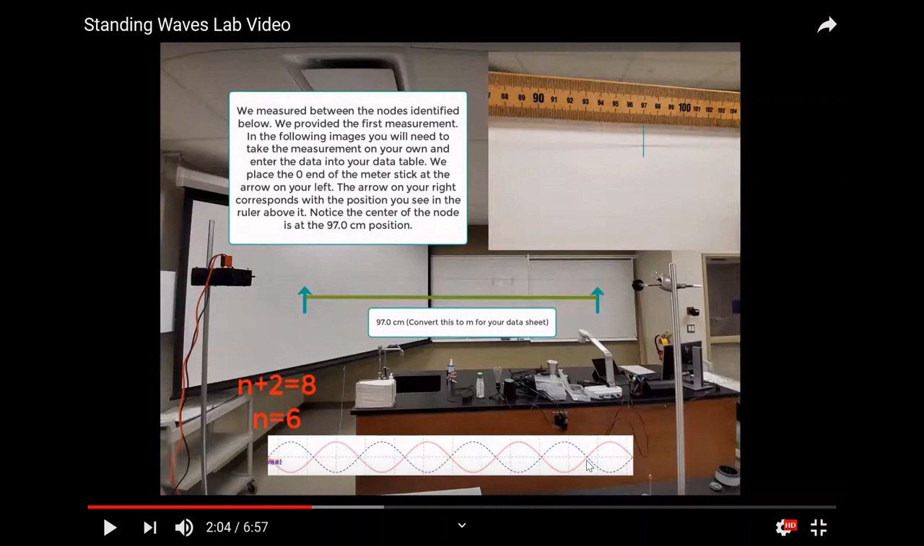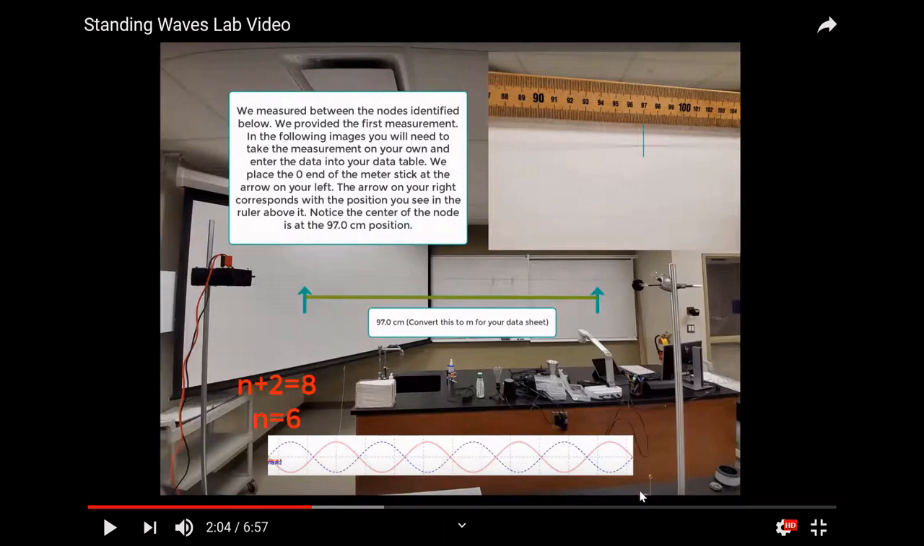So to calculate the wavelength of this wave, we start by finding the length of the loops. So we take the total distance, which is 97 centimeters, and we divide by the total number of loops. So you'll do 0.97 divided by 6, and then you multiply that by 2 to get one full wavelength.